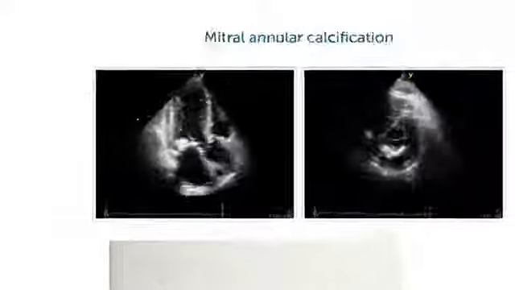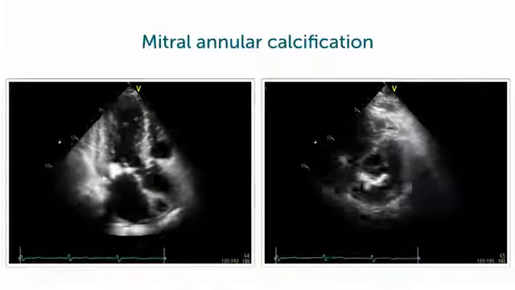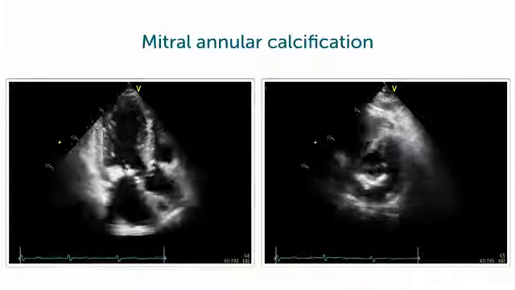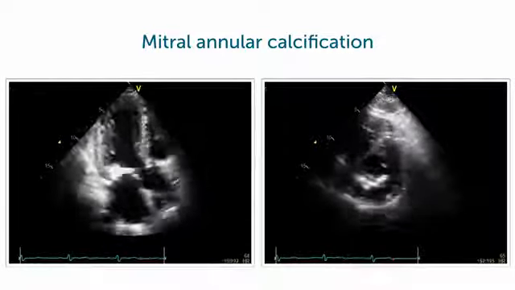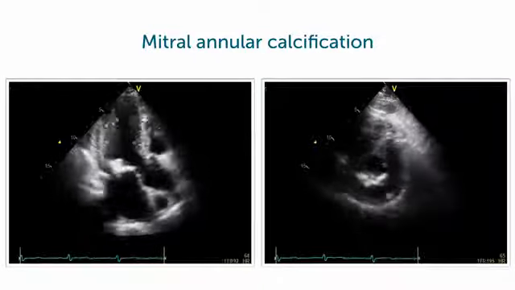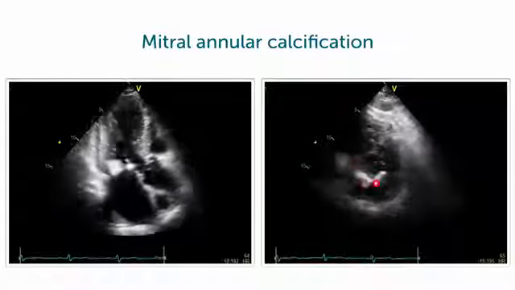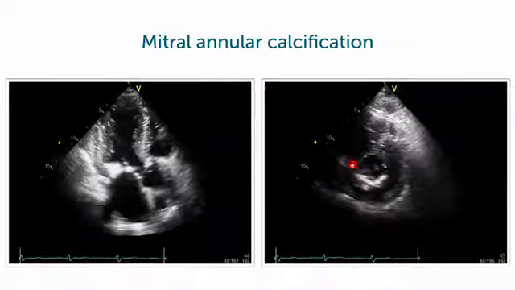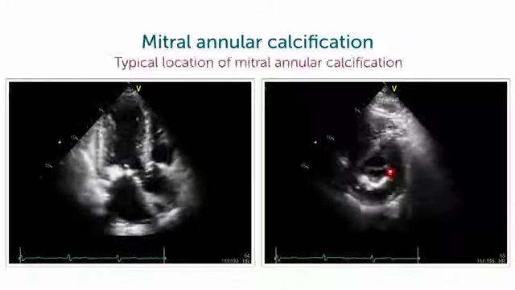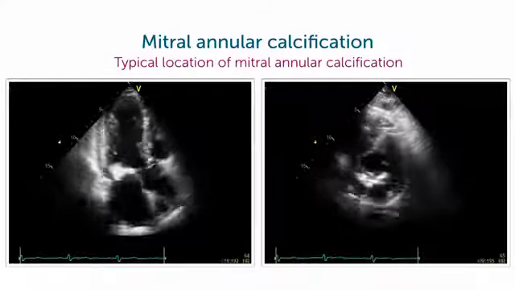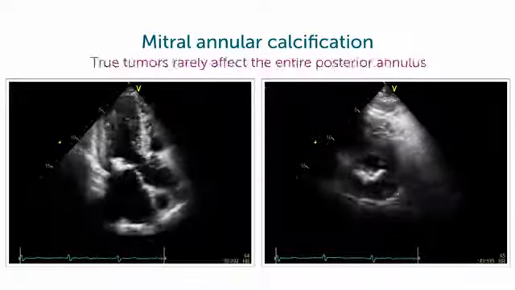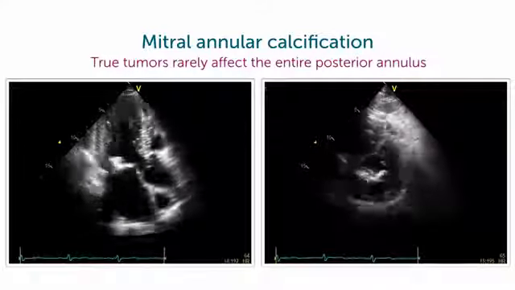The next pathology is the so-called mitral annular calcification, which you will see very frequently, especially in elderly patients. The typical characteristics here are echogenic structures, especially located in the posterior rim of the mitral valve. You see that nicely here, that the entire posterior rim of the mitral annulus is calcified. That is a differential diagnosis to true tumors, which can also be located at the annulus of the mitral valve.